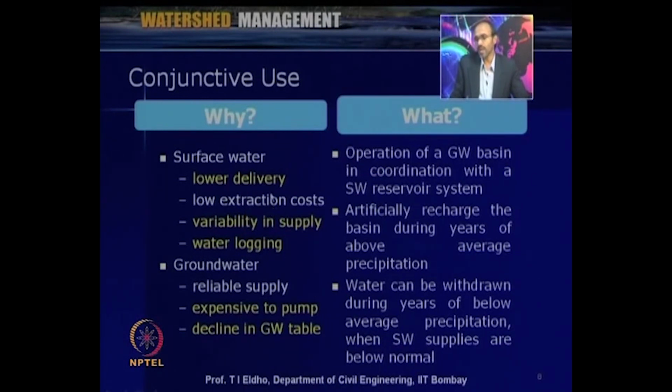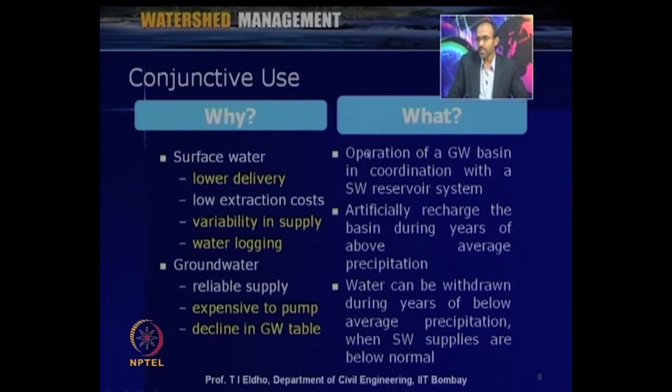And then what can happen is waterlogging. If the water is not utilized in an appropriate way, the area will be flooded with water, with related issues as far as agriculture is concerned. As for groundwater, why are we going for groundwater? It is always a reliable supply, but the only problem is it is expensive to pump, and in many locations the groundwater tables are going down. So, there is a decline in the groundwater table.